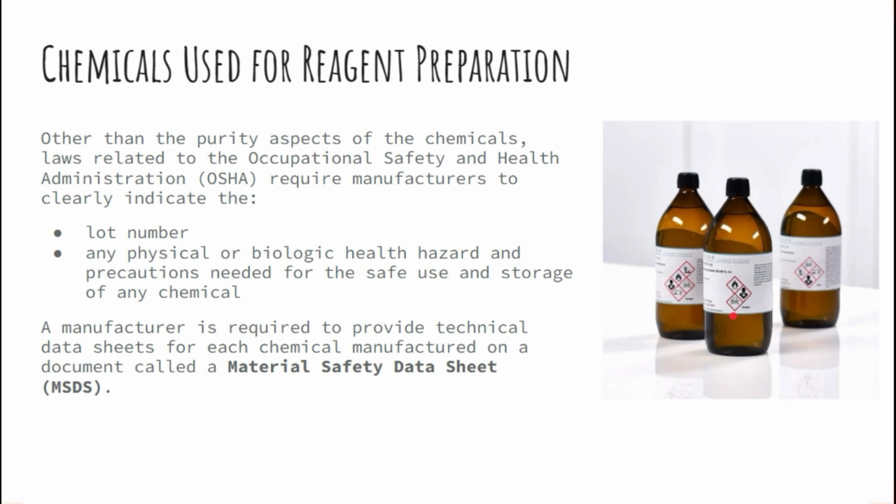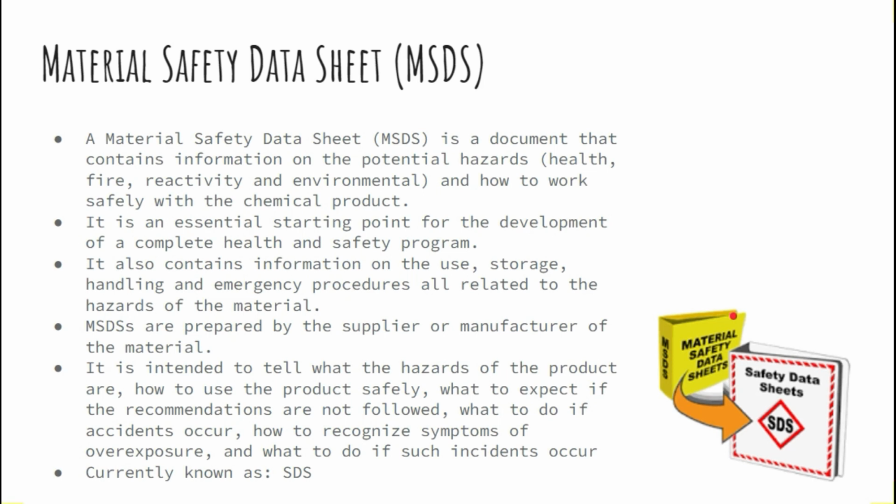And a manufacturer is required to provide technical data sheets for each chemical manufactured on a document called MSDS or Material Safety Data Sheet. Speaking of the MSDS, this is a document that contains information on the potential hazards and how to work safely with the chemical product. It is an essential starting point for the development of a complete health and safety program of the laboratory. This also contains information on the use, paano gamitin, paano i-store, how to handle, and even emergency procedures all related to the hazards of that chemical.